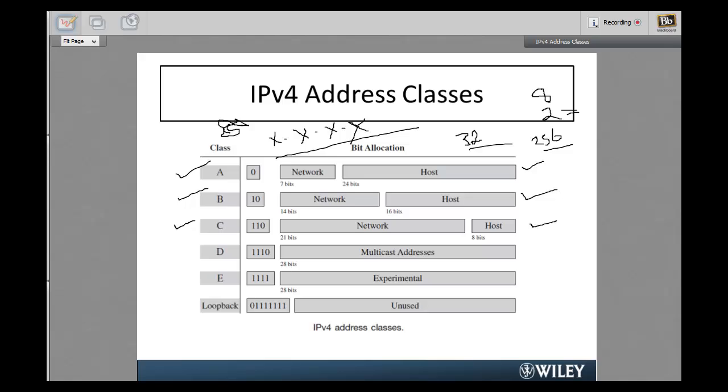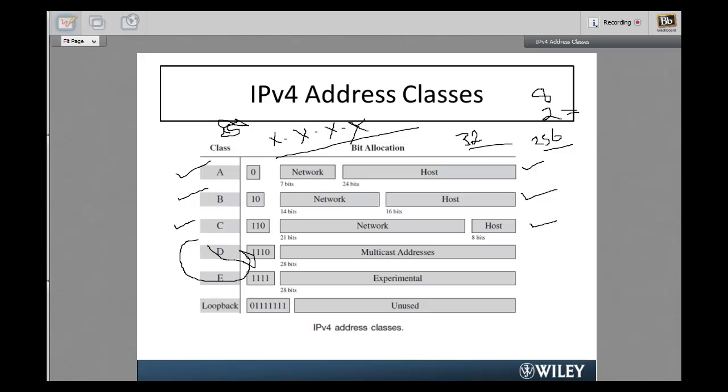So this is the organization of class A, B, C, D. Of course, as I said, D and E are not practically used. You have to know them, but you are not going to face them, because E is not used at all. D is used, but for multicast, which is available only in very large networks.